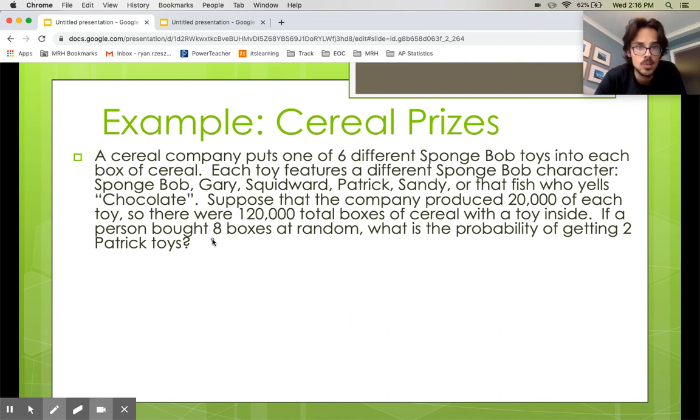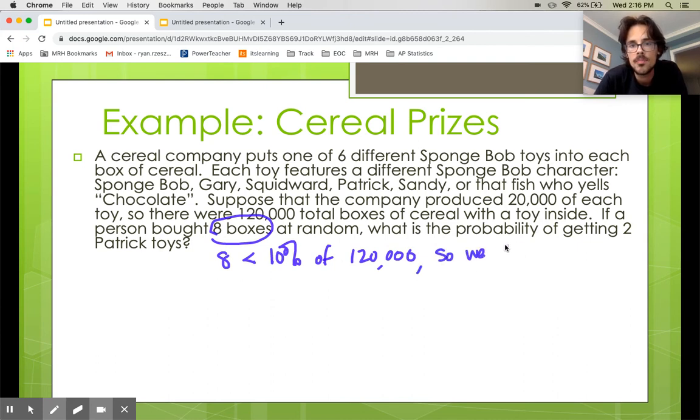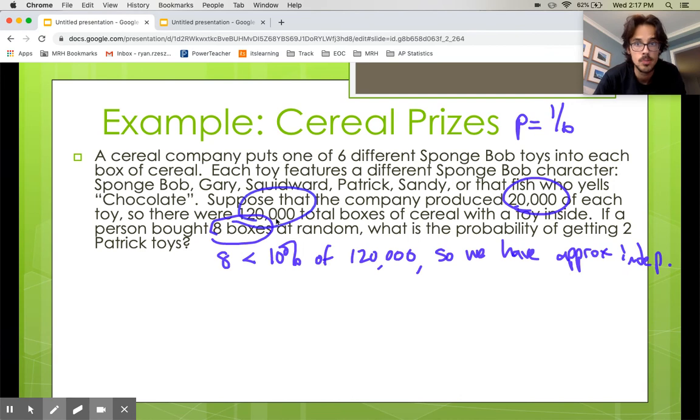But 8 is our sample size. 8 is less than 10% of all the cereal boxes. It's definitely less than 10% of this. So we have approximate independence. So we can still do binomial stuff, even though it's not technically independent, if our other conditions are met. It is binary. You either get Patrick or you don't. The number of trials, we're picking 8 boxes, and the probability of success is a sixth. It'd be 20,000 out of 120,000.